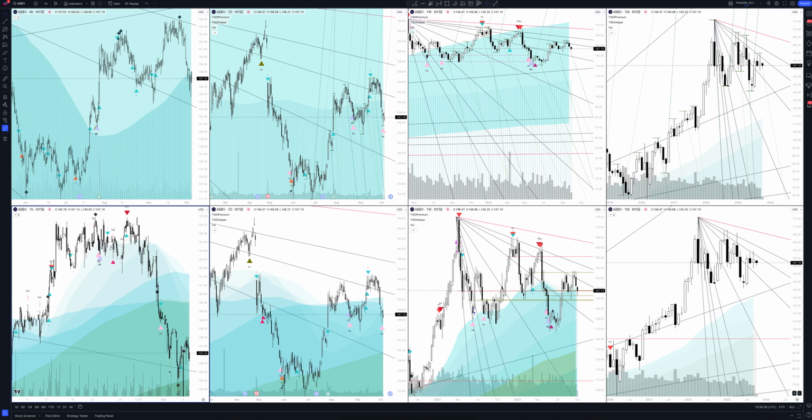Today we will take a look at AbbVie stock. Let's analyze the market situation and find out how you can make money on it. Let's start.